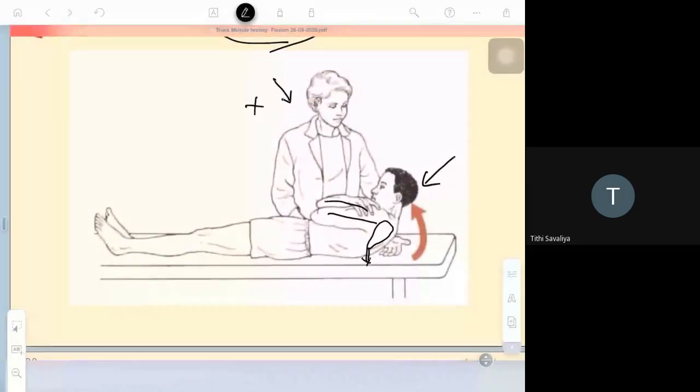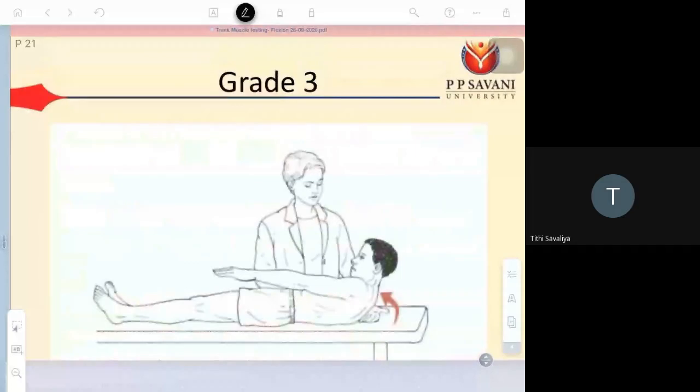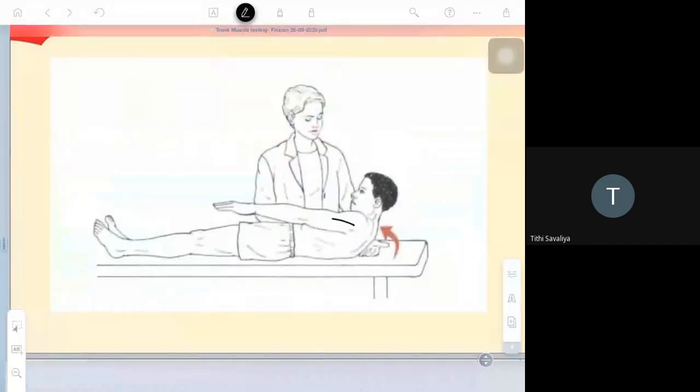Now coming to grade 3. Position of the patient is, now you see the position. Position of the patient, arm.